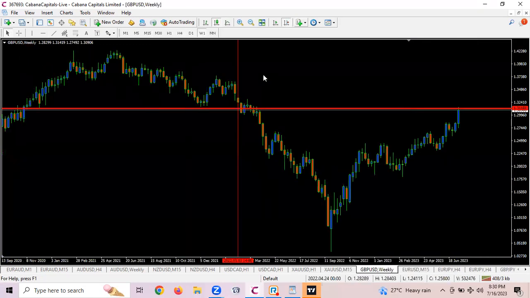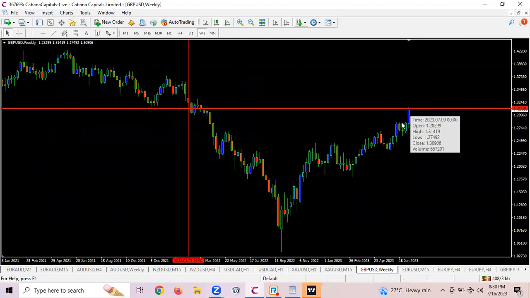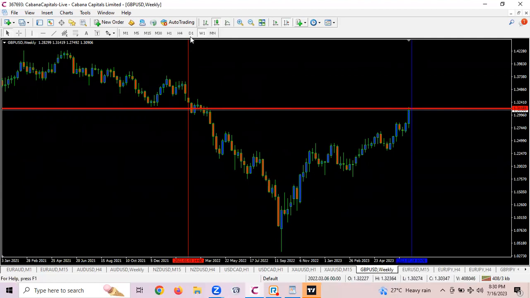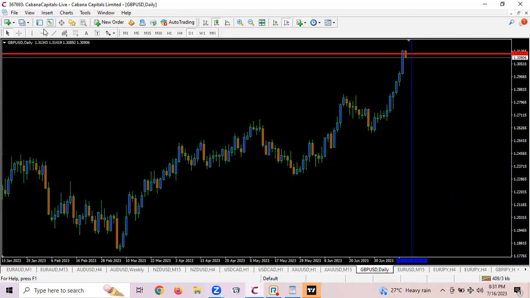Let's start with the weekly. So you can see the weekly. We have another block here, right? We have a bearish order block here. The market tested that level. Let's go down to daily. There should be an established resistance on the daily time frame. Okay, you can see the resistance formed on the daily time frame.